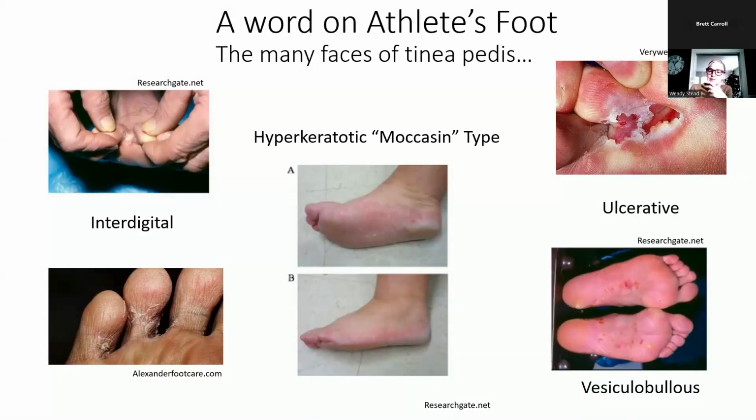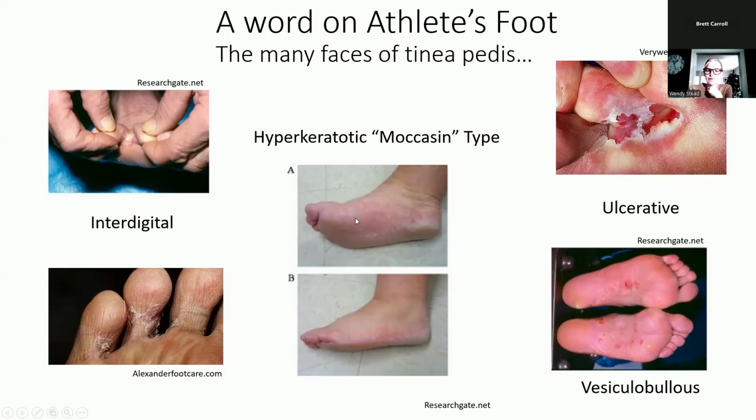And athlete's foot comes in many flavors. There's your classic interdigital type, which can look either wet and macerated, like you're seeing here, usually between the third, fourth, or fourth and fifth toes, or more dry and hyperkeratotic. But these are both tinea pedis.